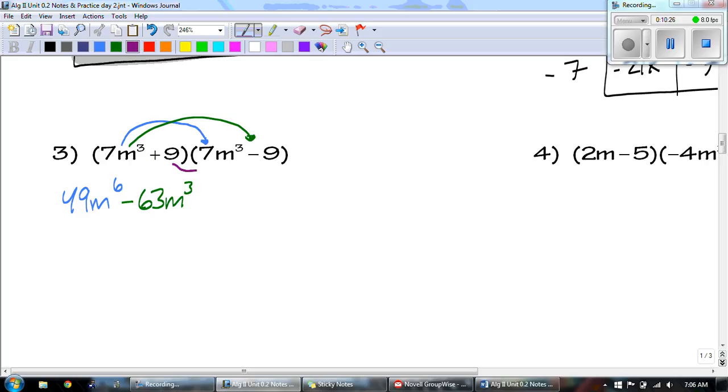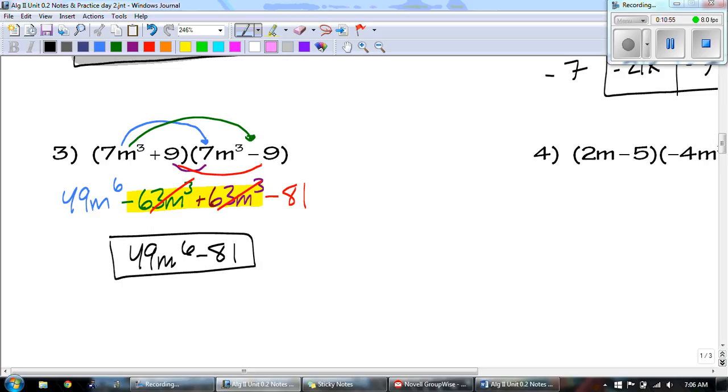Okay, positive 9 times 7, well, that's going to be a positive 63 m cubed. And then last, we have 9 times negative 9, which would give me negative 81. Now, always check for like terms. We have them this time. Negative 63 plus 63. Yep, those cancel. So we're left with 49m to the 6th minus 81. And that is our final answer.